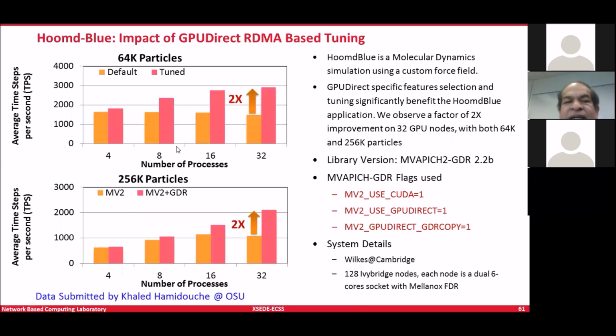Then earlier I also indicated HOOMD-blue, just to repeat here. This is again using the MVAPICH2-GDR code base, and using CUDA as well as GPUDirect and GDRCOPY, you can improve the throughput of this application by a factor of 2.